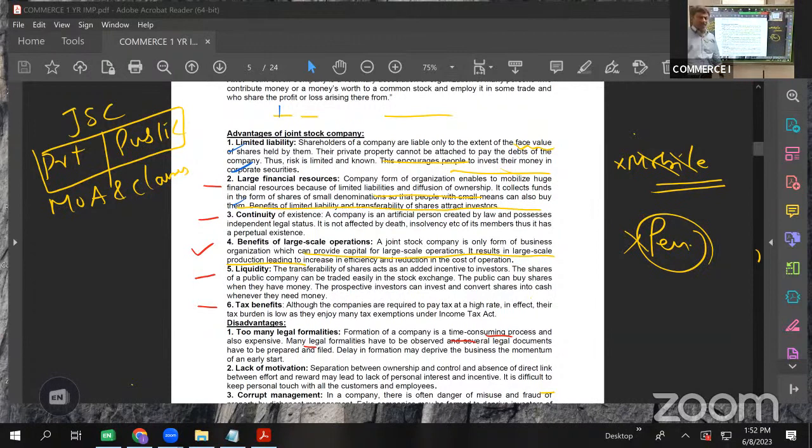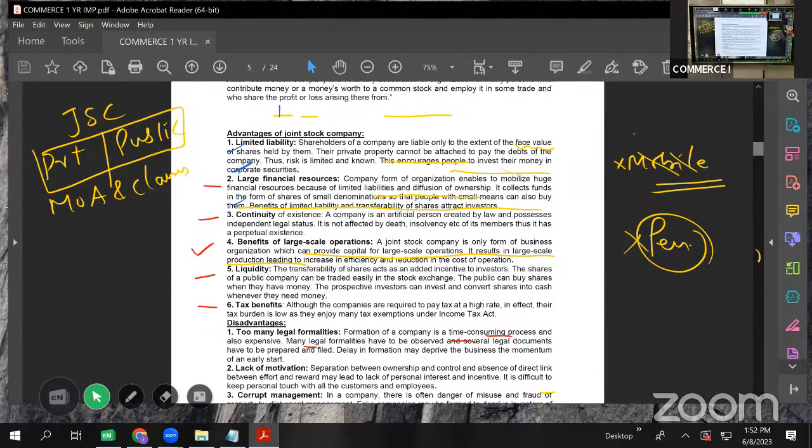Then lack of motivation. What happens in case of a company? Owners are different and the management is done by paid employees. And paid employees will get salary. So they are not that motivated because their salary is fixed. Whatever profits are made by the company, their salary is fixed. So there is no direct motivation that we should work hard. So there is a lack of motivation, we can say.